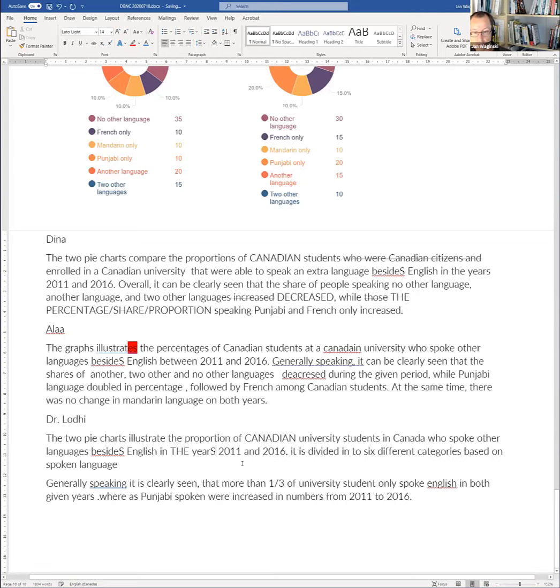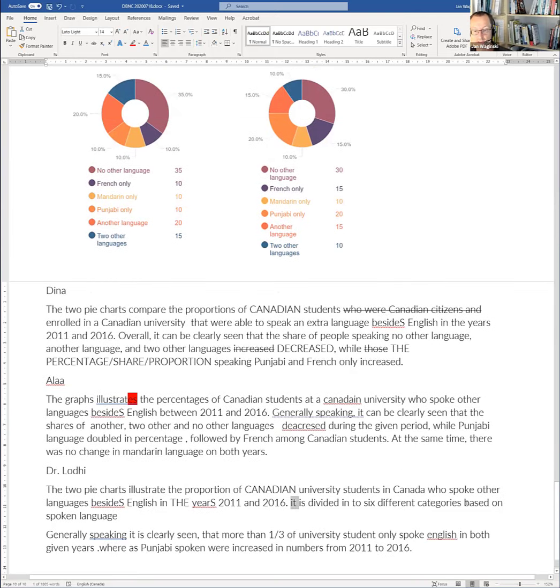In the years 2011 and 2016, what is it? The proportion of the students, the spoken languages. See, the spoken languages. It is divided into six different categories. What is it? The chart. The proportion of the students were divided into six different categories. Based on spoken. It's getting really awkward.